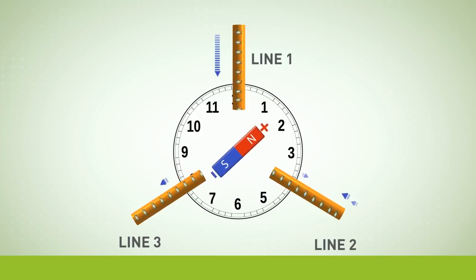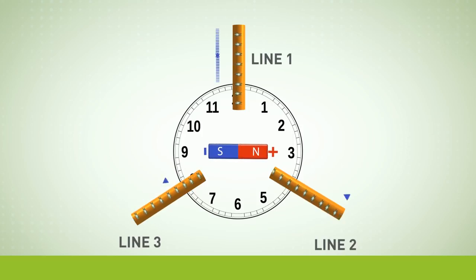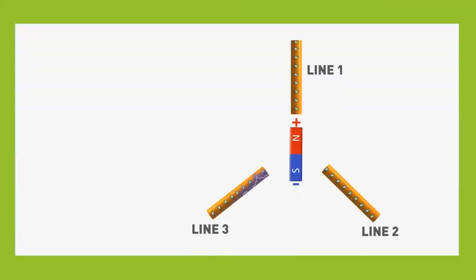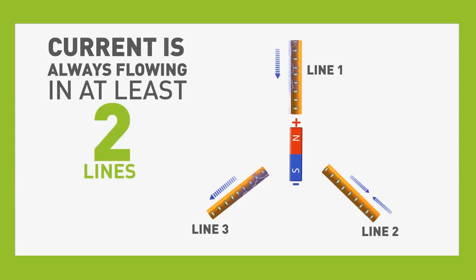When the magnet's north pole faces 2 o'clock, then lines 1 and 2 are affected by the north pole, but the south pole is directly opposite line 3, so it's now at peak current. At 3 o'clock, the magnet is perpendicular to line 1, so electrons stop moving, but line 2 is affected by the north pole and line 3 is affected by the south pole, so current is flowing in lines 2 and 3. Hopefully this example shows you how at any time current is always flowing in at least two lines.